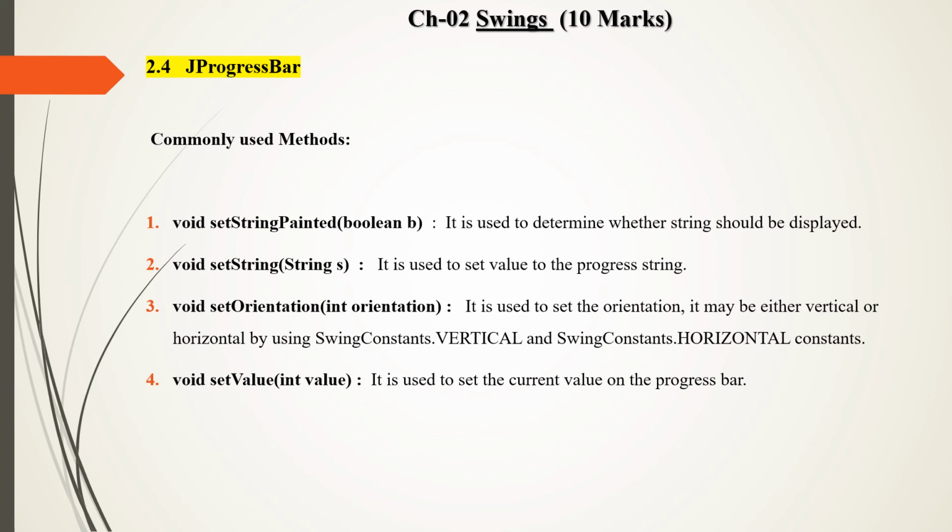Fourth method, setValue. This method has one parameter, an integer value. This method also does not return any value, so the return type is void. It is used to set the current value on the progress bar.